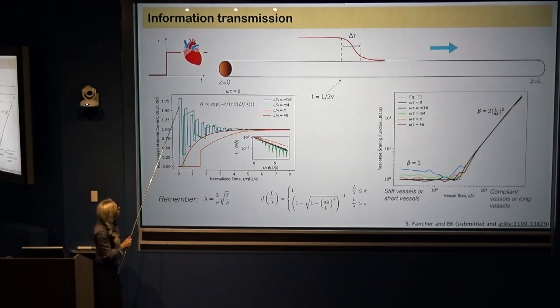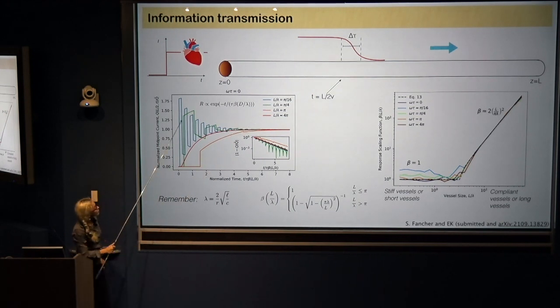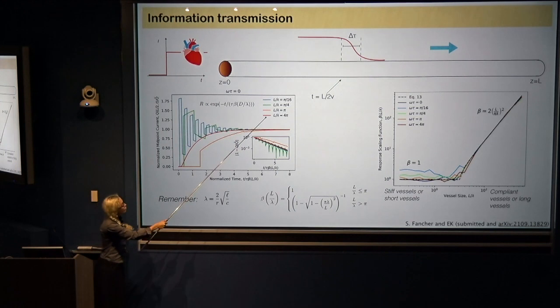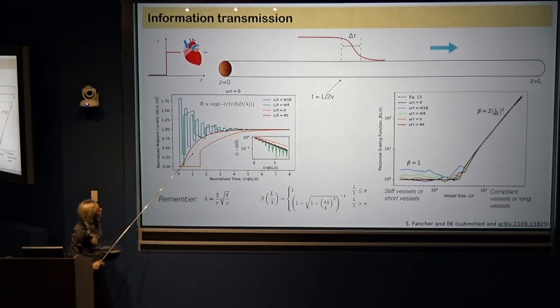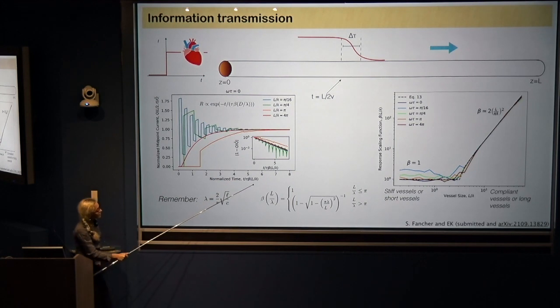And you see for this short vessel, the blue one, I have all these reflections. And for this long vessel, I asymptote like this. On this axis, it's time, but it's time normalized by this beta.